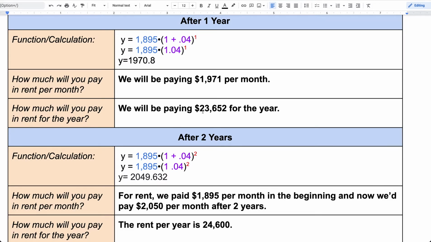Now to calculate the value for the whole year, remember, take that value per month, figure out what you need to do with that number to figure out how much money you spend altogether in rent for the whole year, and calculate this value here. You'll repeat the process for the 2 years after the initial rent, and then 3 years after the initial rent, and so forth.